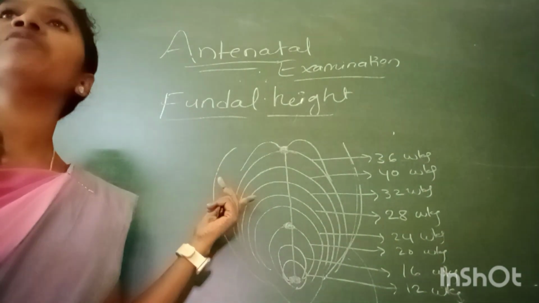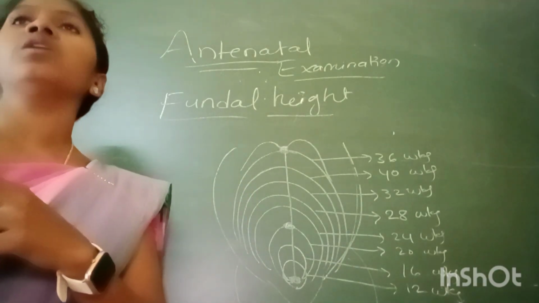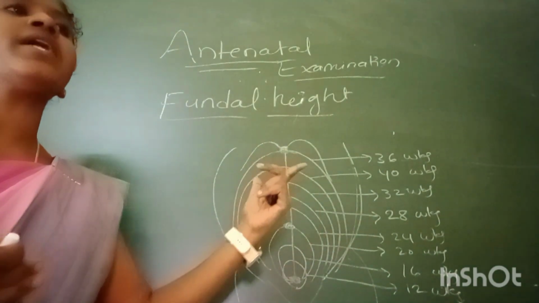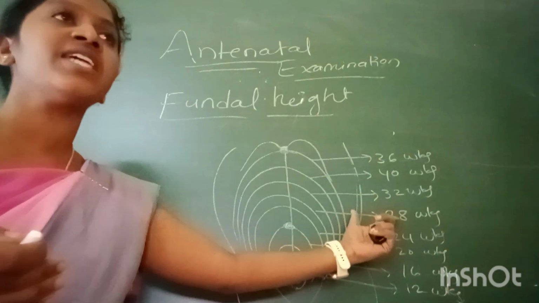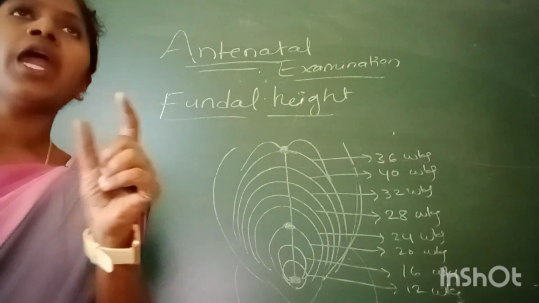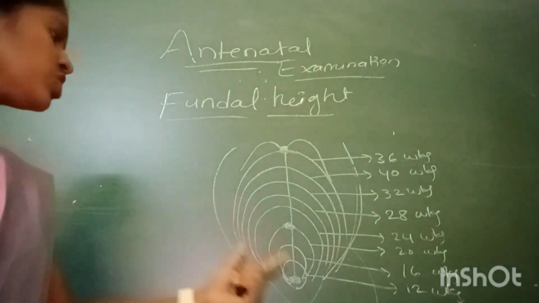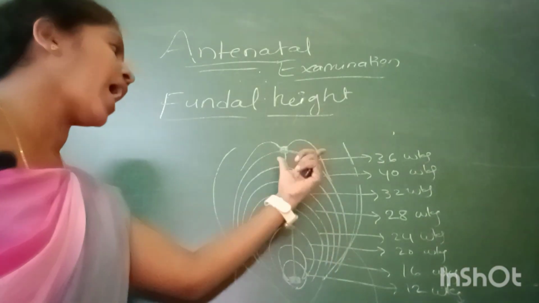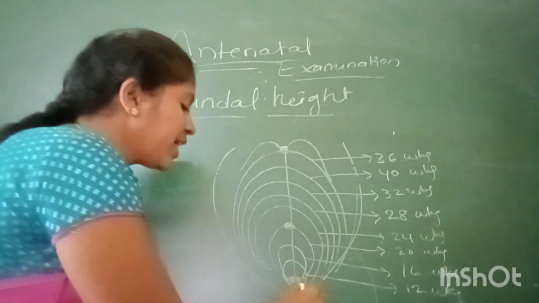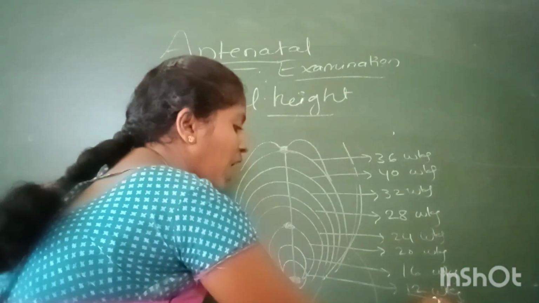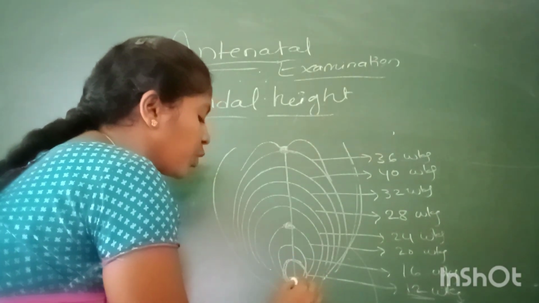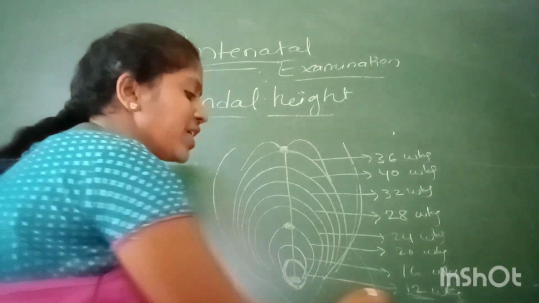Why should we check the fundal height of the uterus? To check whether the baby in the uterus is growing according to the gestational age or not. In case the fundal height is lesser than the gestational age height, it indicates intrauterine growth retardation. So what is the fundal height of the uterus according to the gestational age? During the 12 weeks, the fundal height of the uterus is just above the symphysis pubis.